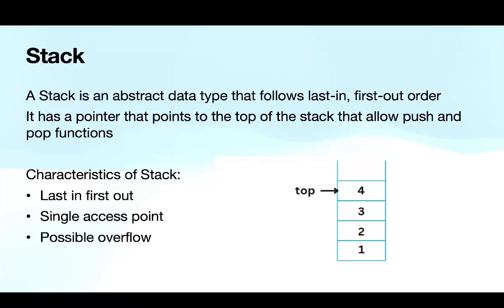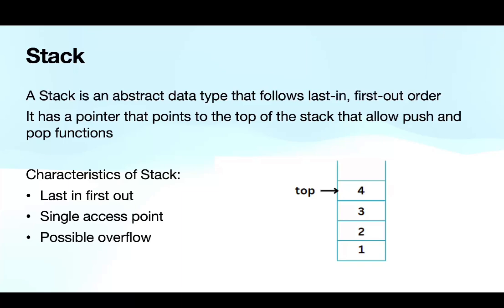And then there is the stack. A stack is an abstract data type that follows last in, first out order. It has a pointer that points to the top of the stack that allows push and pop functions. The characteristics of stacks are that it is last in, first out, it has a single access point, and it has possible overflow.